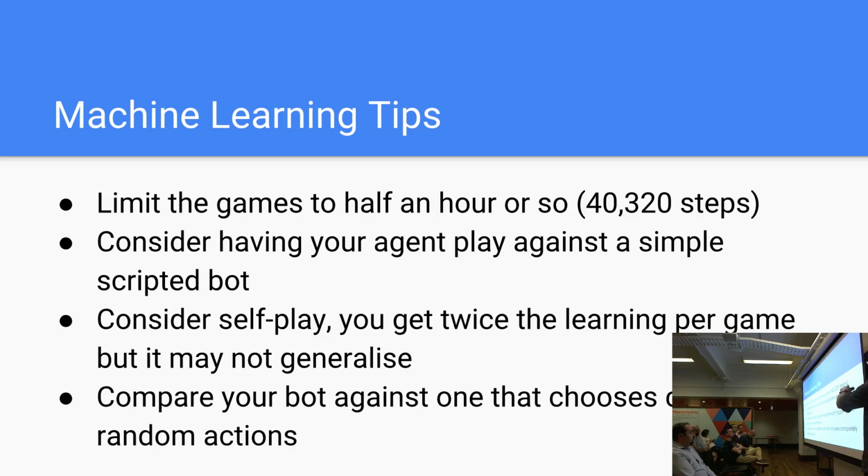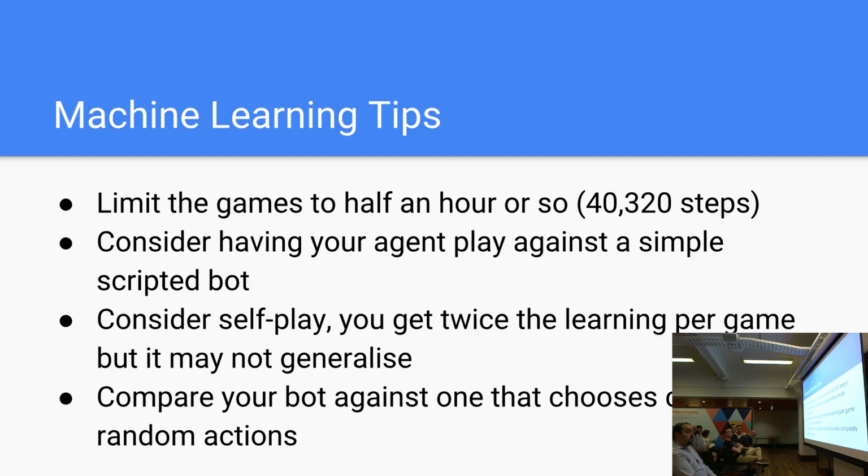Try and limit the game to half an hour or so. So this is the max steps per episode, 40,320. There are some quirky things. I don't know what they are. The guys from DeepMind just told me. Once you go above a certain length of game, things kind of get a little bit crazy. So you might be better off just limiting it to half an hour or so. Plus, against a very easy AI, you should be able to win within half an hour.